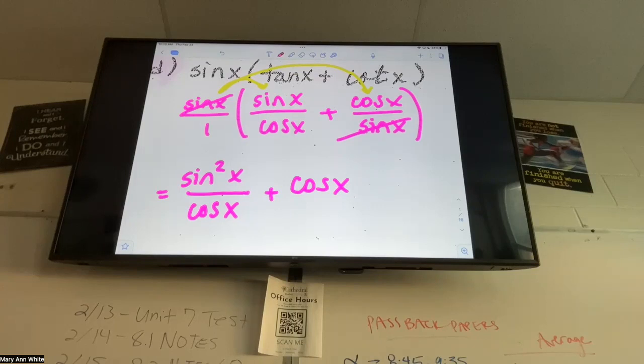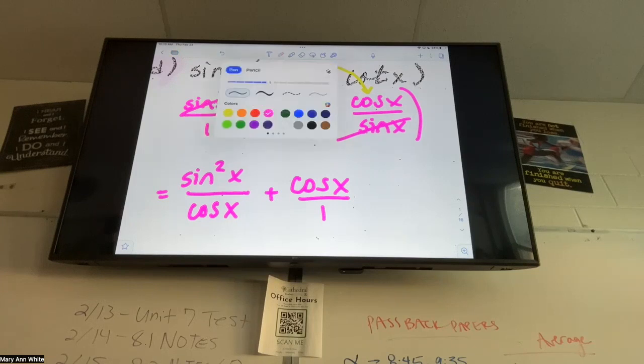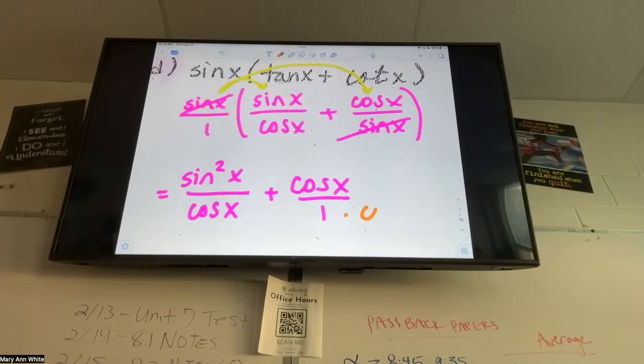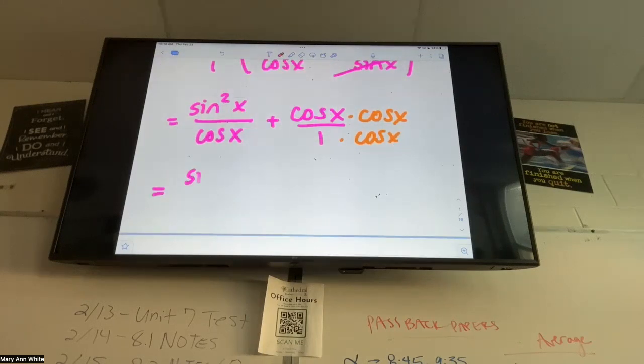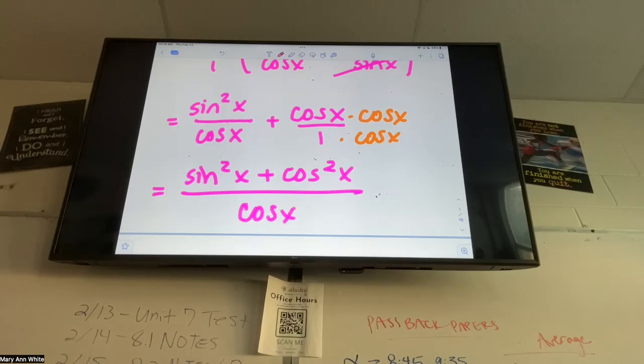We're not done yet, right? There's still a lot going on. I want to add these two things together. What am I going to need to add these two things together? Like denominators. This is essentially cosine over 1. What do I need to do to that second fraction to get it to have a like denominator? Multiply by cosine. So that's going to give me sine squared x plus cosine squared x. Both of my denominators are cosine now, so it's all over cosine.